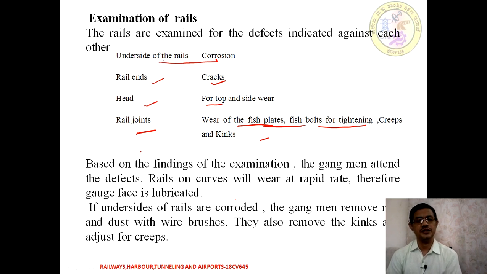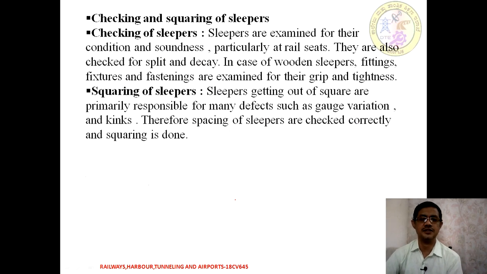If it is going to be worn out, proper lubrication has to be provided. That is what I had explained in the case of rails on a curve as far as wear is concerned. They are also going to be removed with respect to kinks and creeps. That is how we are examining the rail system.